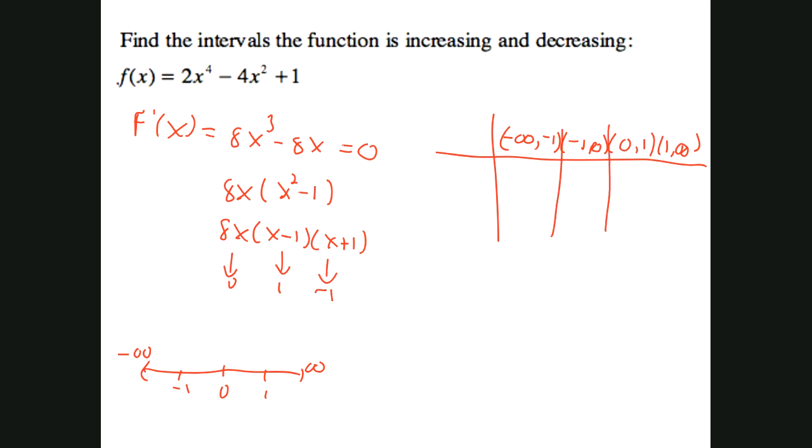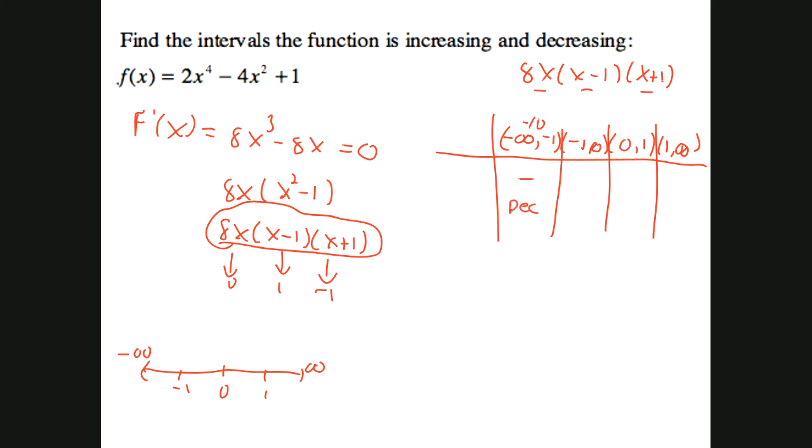I always use my factored form when I'm doing this, because then all I need to know is positive and negative. I'll show you what I mean. Between negative infinity and -1, let's try -10. If I put -10 in here, 8 times -10 is negative, -10 minus 1 is negative, -10 plus 1 is negative. Negative times negative times negative is negative. That's all I needed to know, because now I know it is decreasing there.